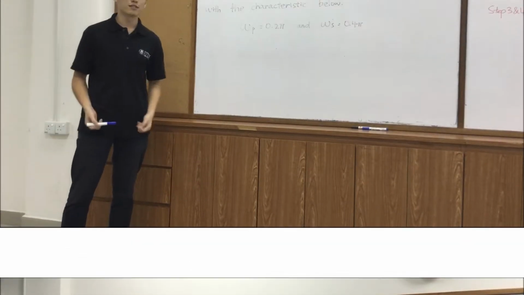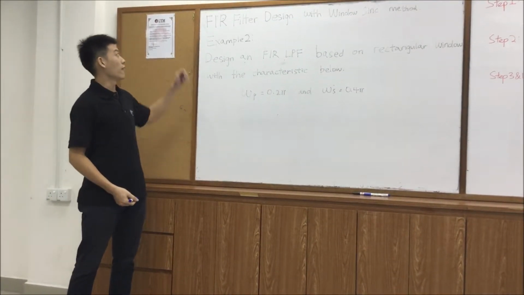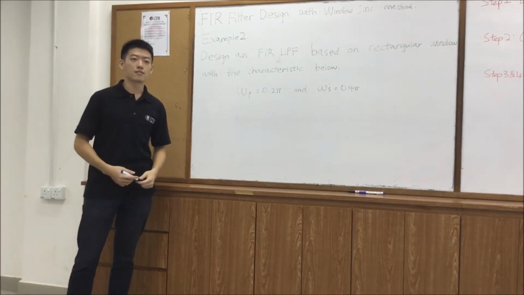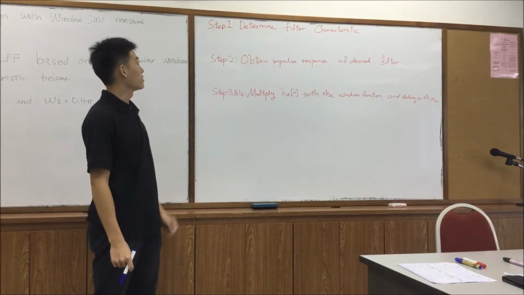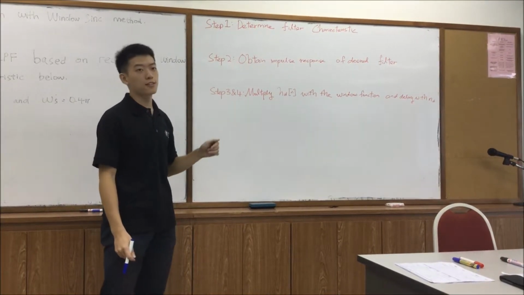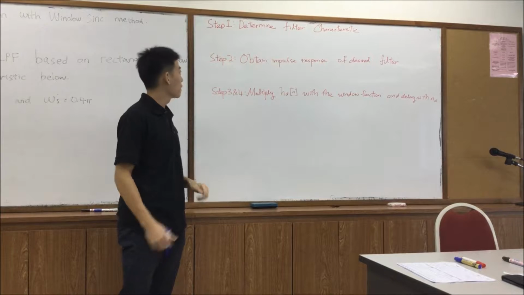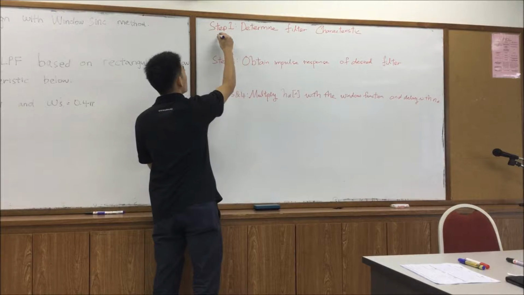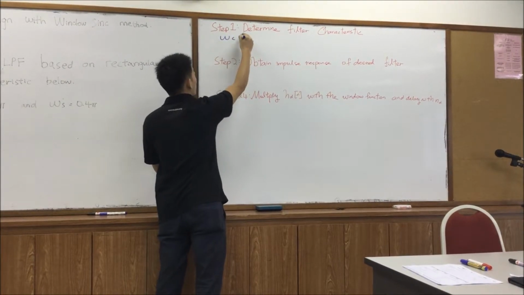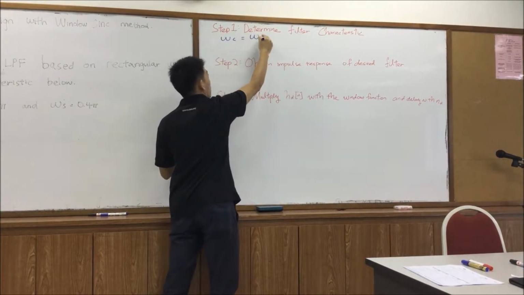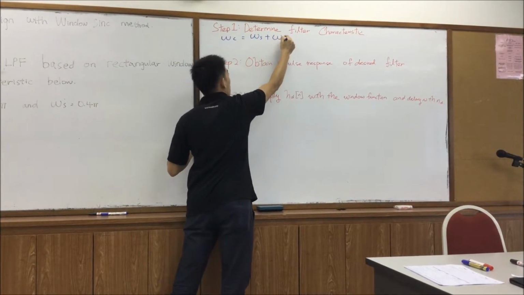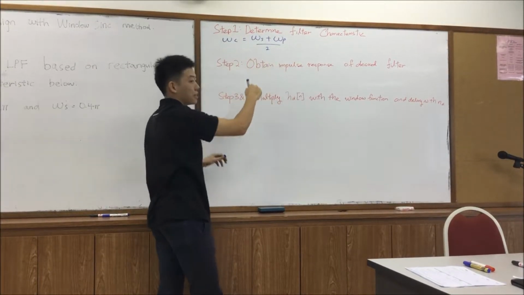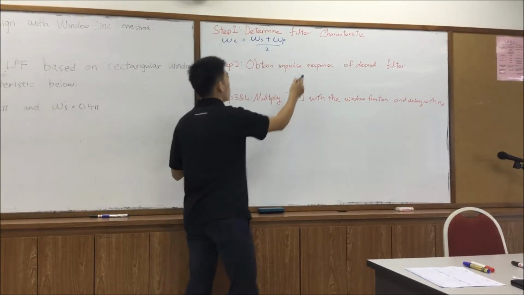We have to bear in mind always, in order to solve an FIR low-pass filter, we have to follow the 4 steps as stated in example 1. Okay, in step 1, we shall determine the filter characteristic of this FIR low-pass filter. First, I would like to find what is omega c. In general, omega c is equal to (omega s plus omega p) over 2. Since omega s and omega p are given in the question, we can find omega c.